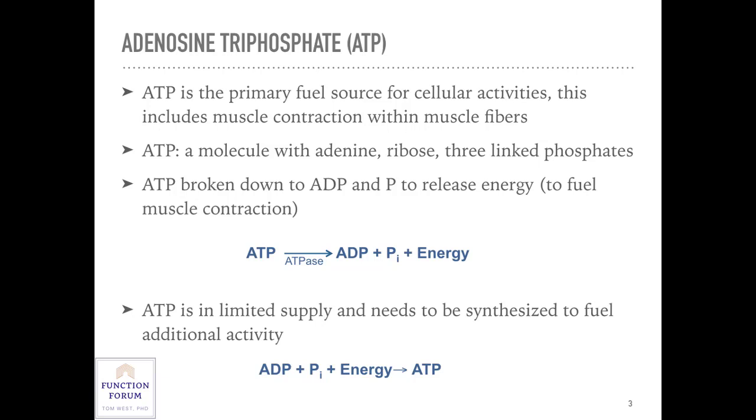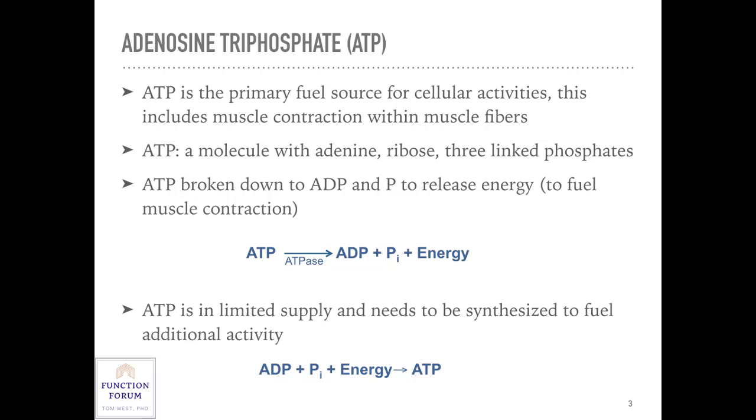So ATP is a fuel that resides in most cells in the body and is there to help fuel different types of activities. ATP is a molecule with an adenine component, a ribose component, and 3 linked phosphate groups. These phosphate groups are what give it the name triphosphate. So adenosine triphosphate has 3 phosphate groups. These phosphates are bound together with high energy bonds, and it's that energy that the skeletal muscle will utilize to fuel muscle activity and muscle contraction.